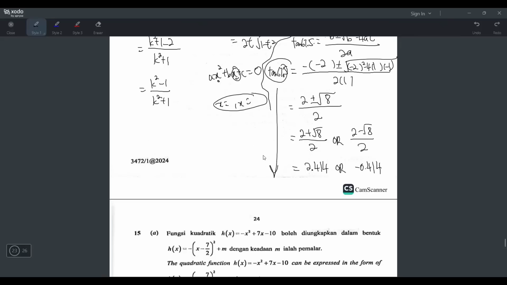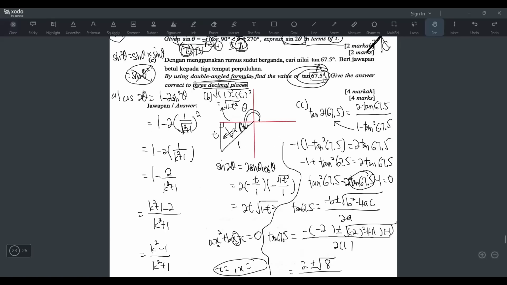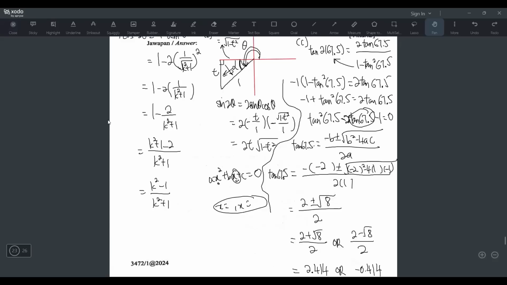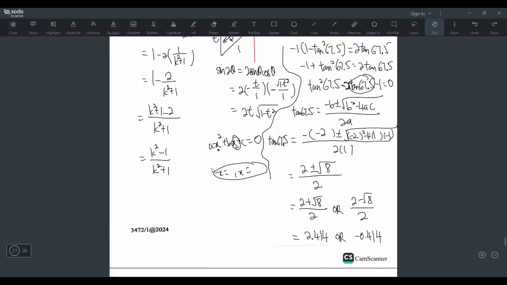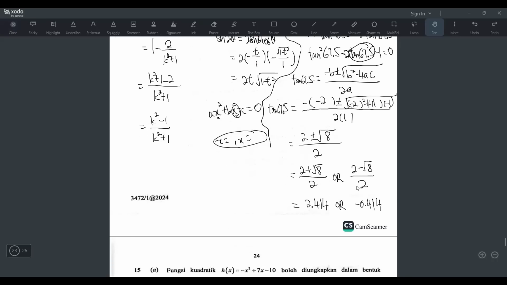So now let's read the question again just to double check. Find the value of tangent, give your answer, use the double angle formula. So yeah, I did it correctly. I used the double angle formula, and I also wrote it in 3 decimal places. So yeah, this is how you do it.